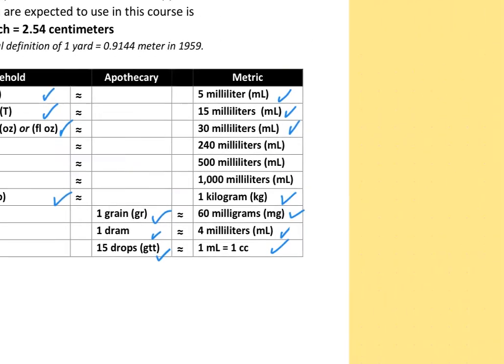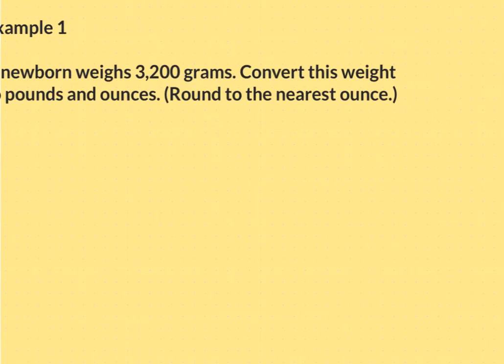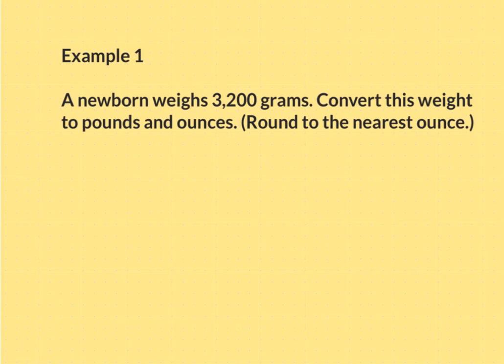Let's look at some examples. Here's example 1. A newborn weighs 3,200 grams. Convert this weight to pounds and ounces. That's what we do in this country. We're not comfortable yet with the metric system, and if you want to compare your baby's weight to how much you weighed when you were born, you're going to have to do a conversion. So parents often want the weight of the baby in pounds and ounces.